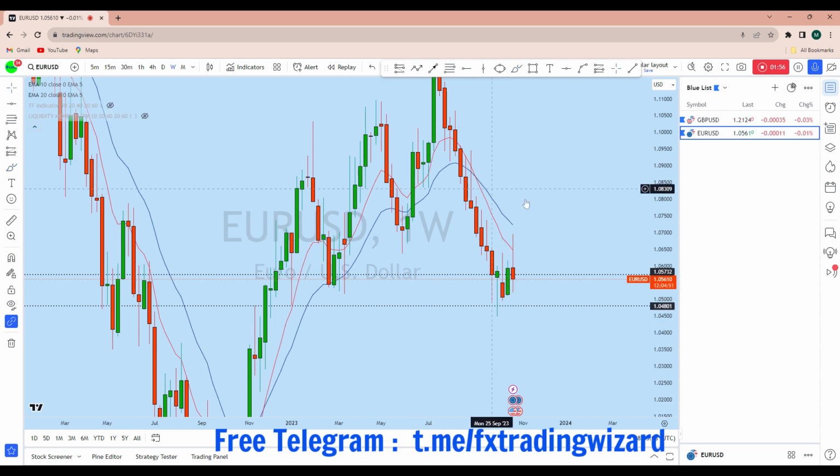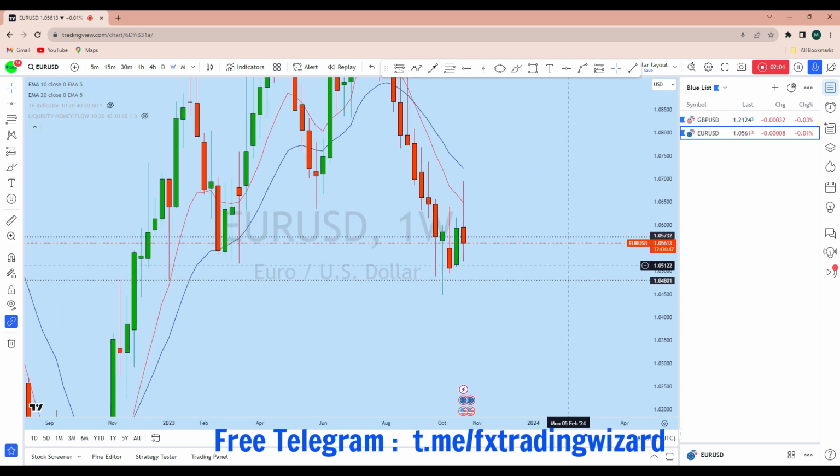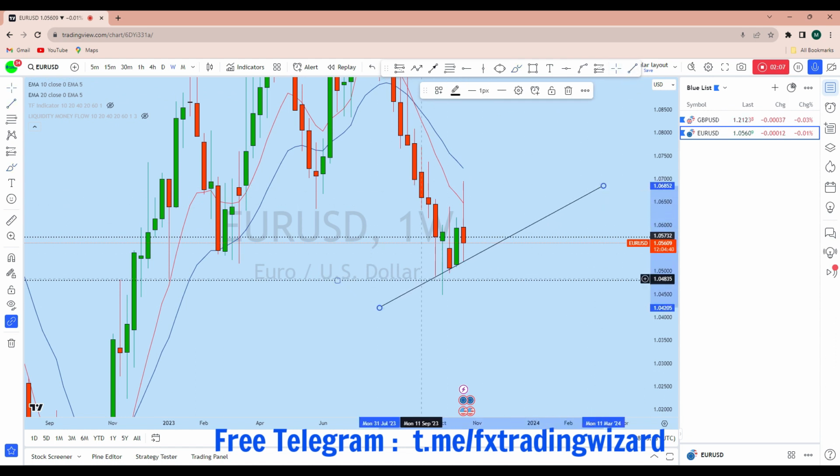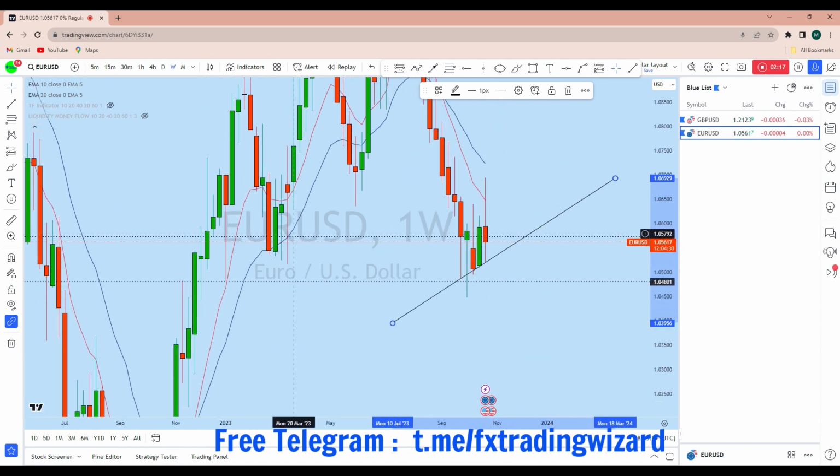As it is the last day of the trading week, I think we could see EURUSD breaking this support level. This is the support here on EURUSD, and I think the market might break this low to create a new lower low. There could be an attempt from the sellers to break this support.